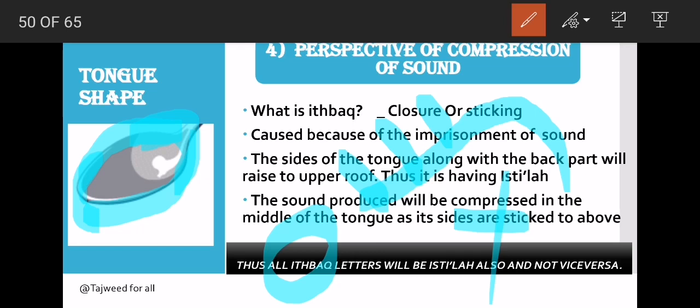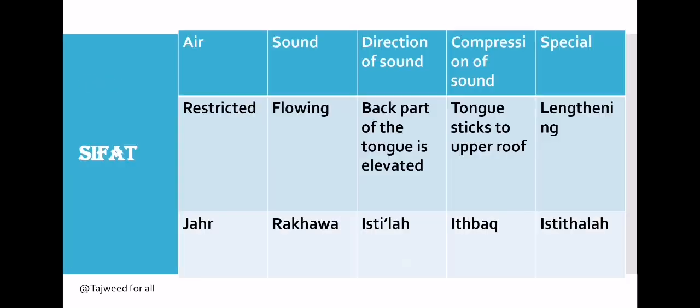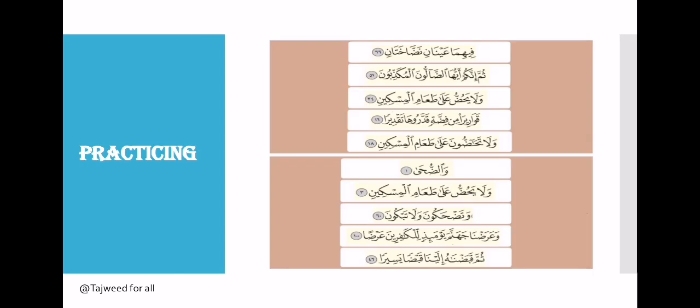because for isti'la we are only raising the back part of the tongue, we are not raising the sides of the tongue. Okay, just imagine that if we have to see the sides of our hand, we have to make it like a spoon shape, then only we can see the sides. Similarly, to make the itbaq, we have to raise the sides of the tongue, otherwise we cannot do itbaq. Okay, and the special sifa is the istitala.